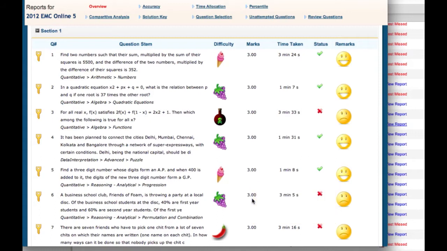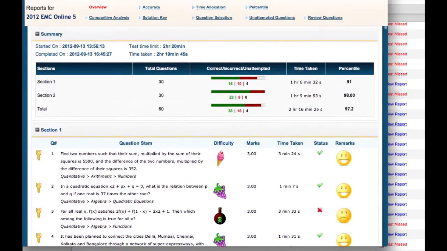Now this is something which is important. An easy question or a moderate question, if you get it wrong, it will tell you go back to the section, practice more and then come back, and this kind of questions can be solved. Let's look at a different part of the analysis now.